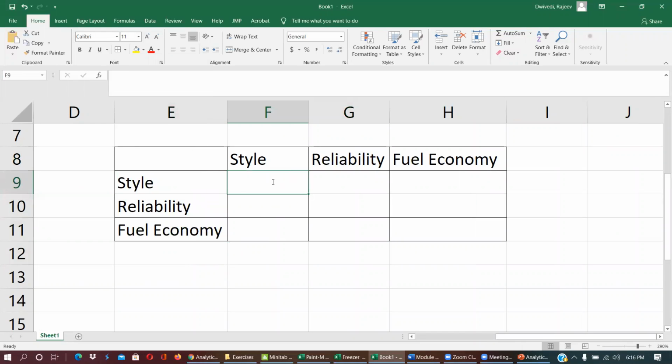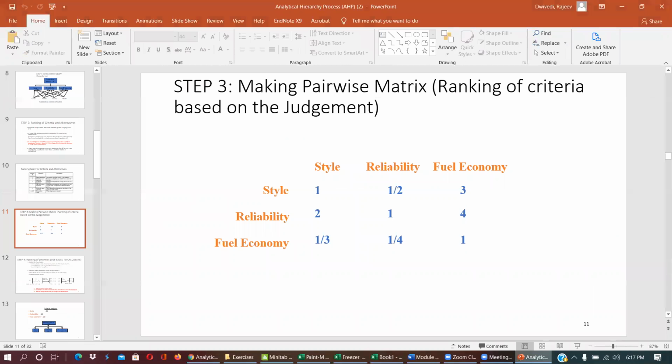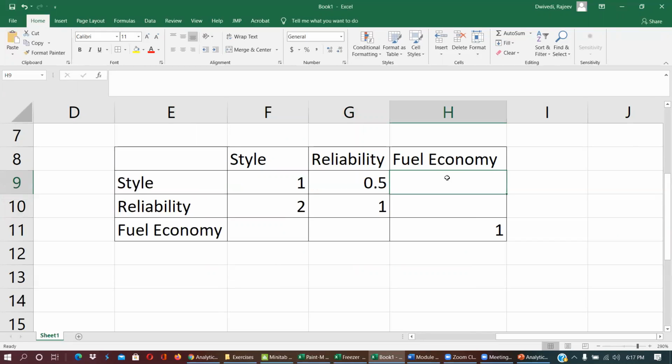Okay, now we are going to put 1, 1, 1. So this is 1/2, which is 0.5. This is 2. 3, 4, 1. This is 1/4, which means 0.25. And what would be the value of this? Fuel economy 1/3 means 0.333. So this is our matrix. You can see the consistency of the matrix.